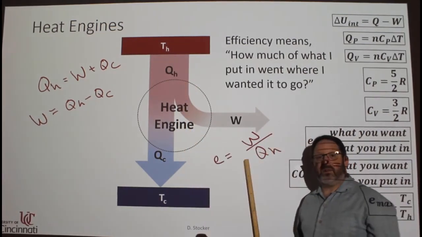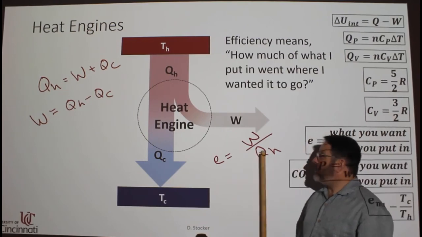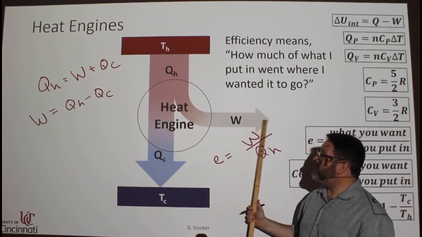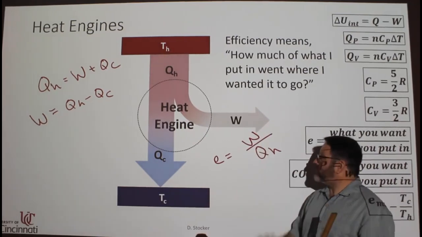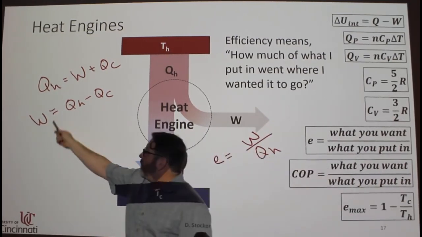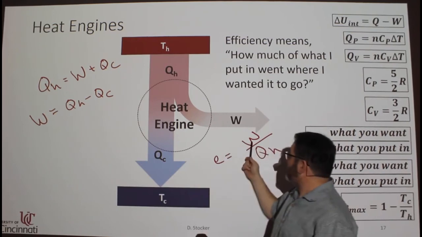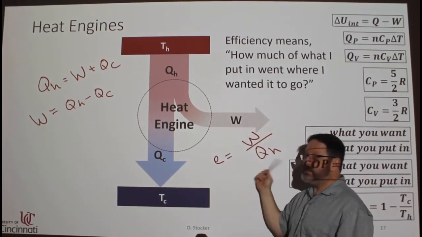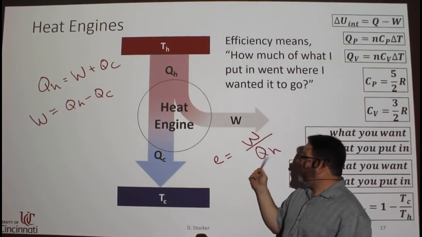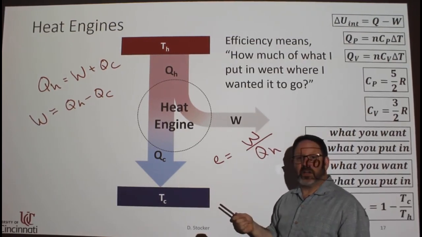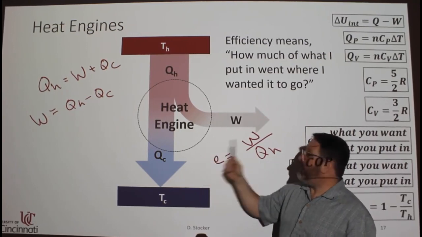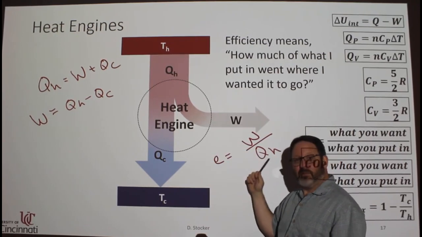So this is now the mathematical model for a heat engine, where the goal of the heat engine is to produce work. You could then take this, work is QH minus QC, put QH minus QC over here, then you get QH minus QC over QH as being the efficiency. That's another way to write it, but I find it easier to just think about what do I want over what did I put in.